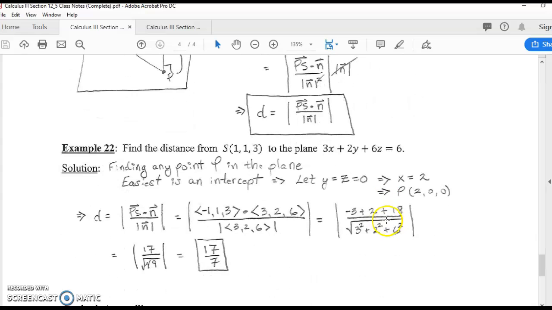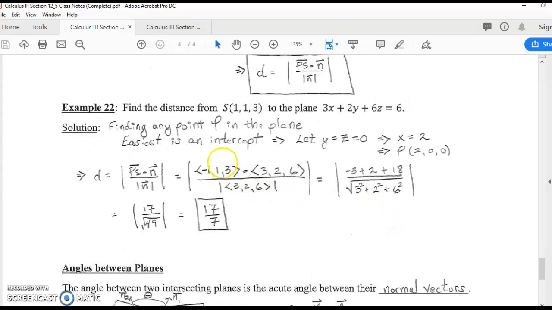So as example 22, we want to find the distance from the point S, which has coordinates 1, 1, 3, to the plane 3x plus 2y plus 6z equals 6. So there's a component simplified equation for that plane, from which we can immediately see the normal to the plane is the vector 3, 2, 6. Okay, so finding any point P in the plane doesn't matter. We need an x, y, z that satisfy this equation. The easiest thing to do is to find an intercept.